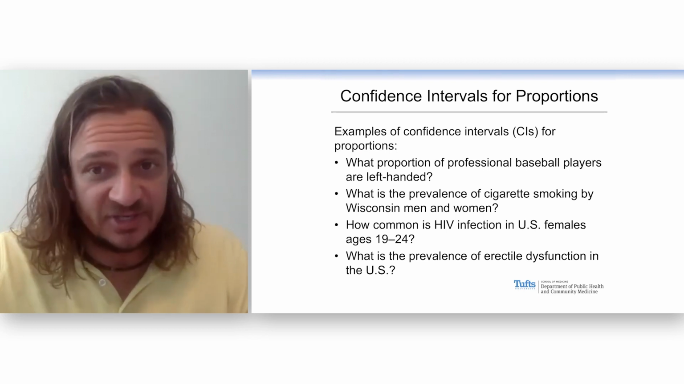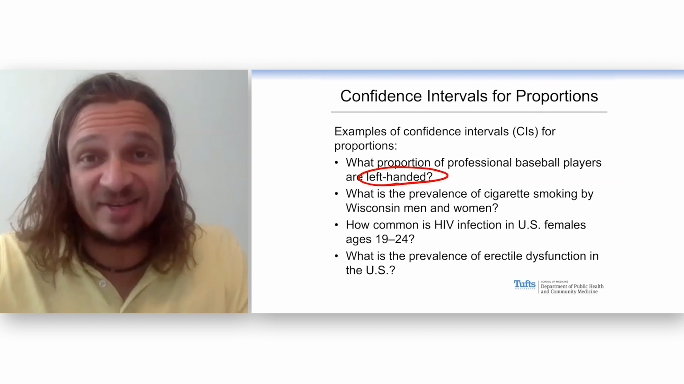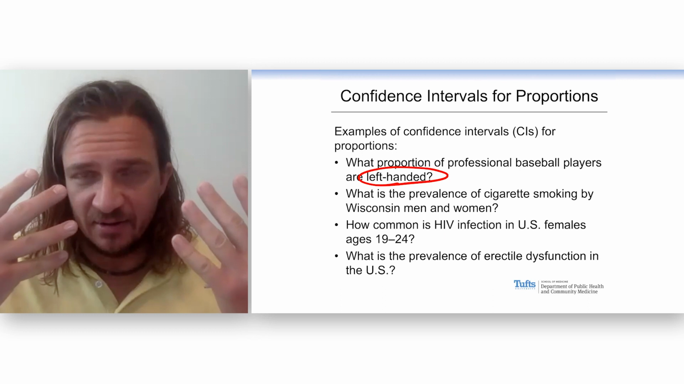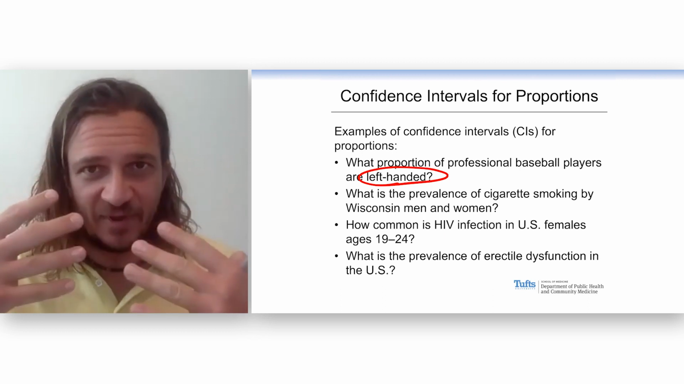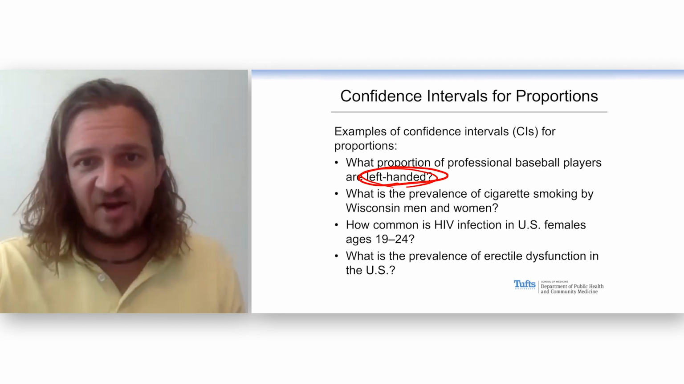So for example, what percent of baseball players are left-handed? This goes back to what type of variable do we have? You're either left-handed or you're right-handed. There's no, well, there is an in-between. It's ambidextrous, right? But we can conceptualize this variable as being a yes, no, left-handed or right-handed.